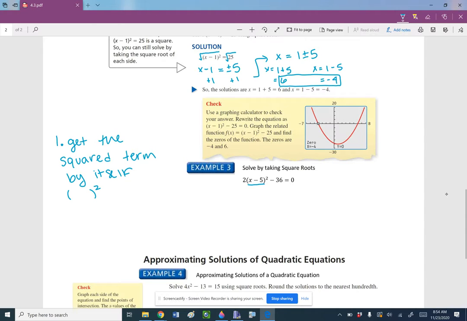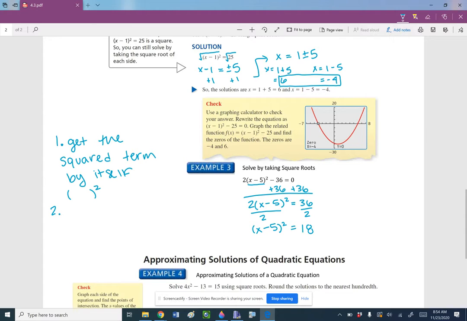So, well, we can add the 36 over, right? That'll get rid of that. So we have 2 times (x - 5) squared equals 36. Now we just have this 2 to deal with. If we divide the 2 away, we'll have (x - 5) squared equals 36 divided by 2, which is 18. Okay, now we have our squared term by itself.